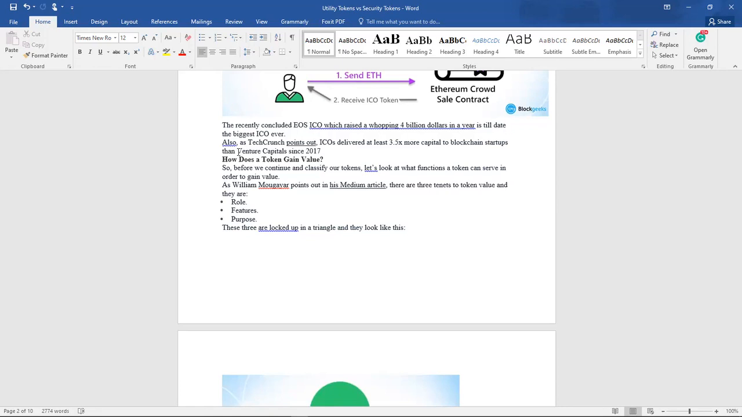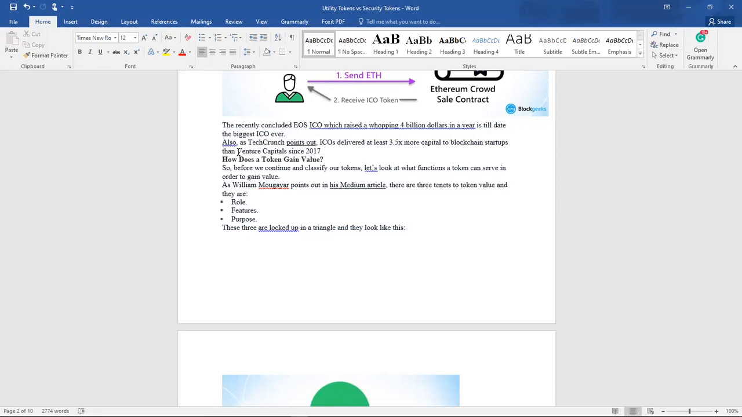Now we can go to the next question, which we were talking about, and that is: how does a token gain value? William points out in his Medium article that there are three tenets to token value, and they are the role, the feature, and the purpose.